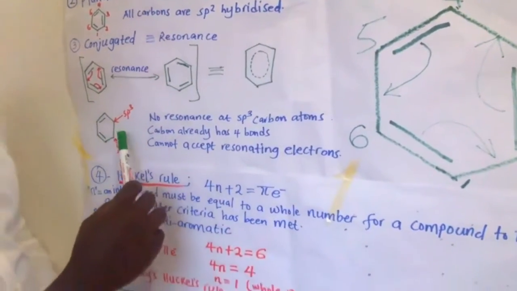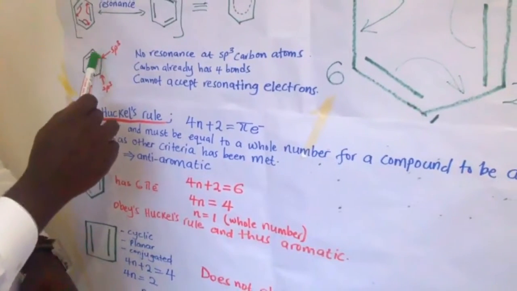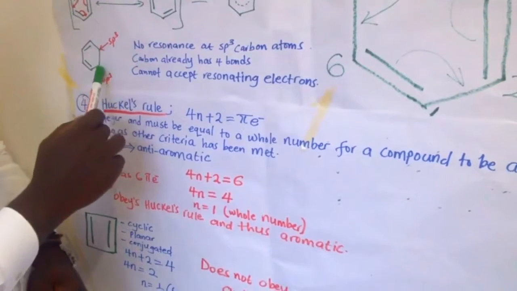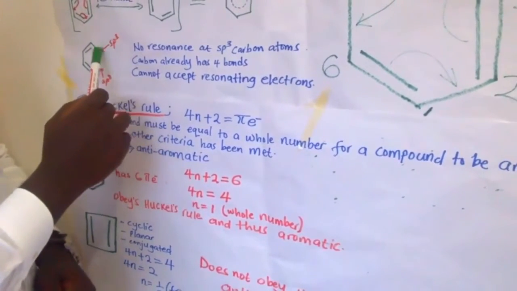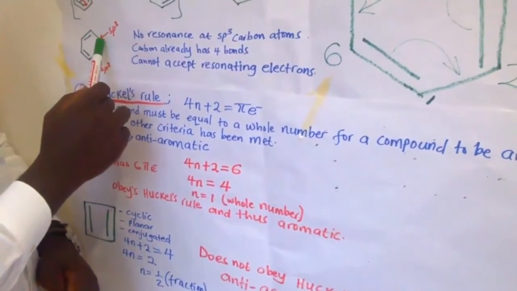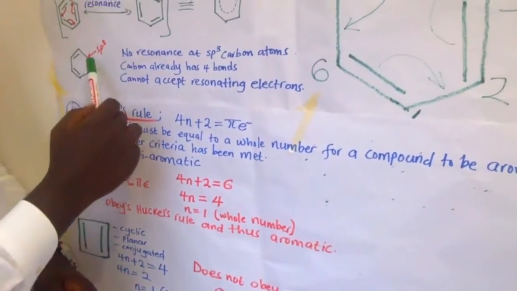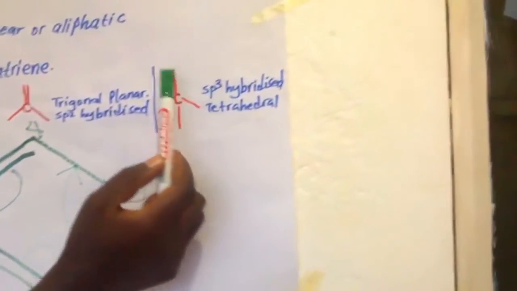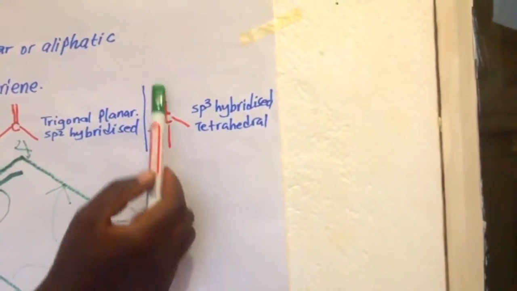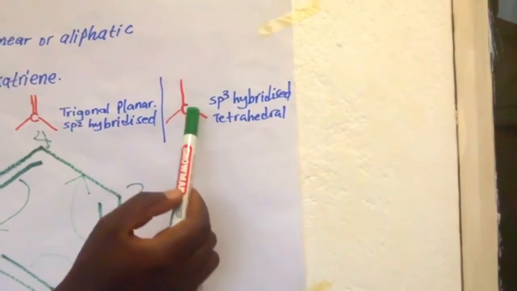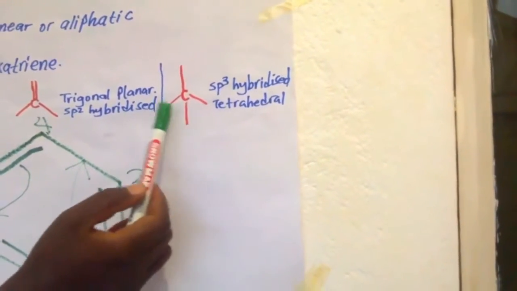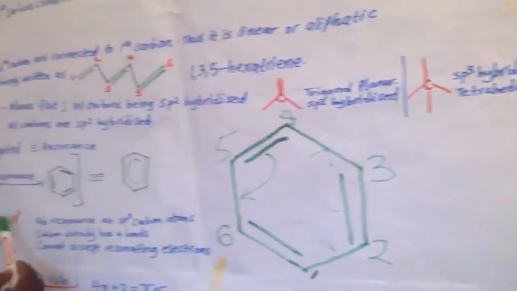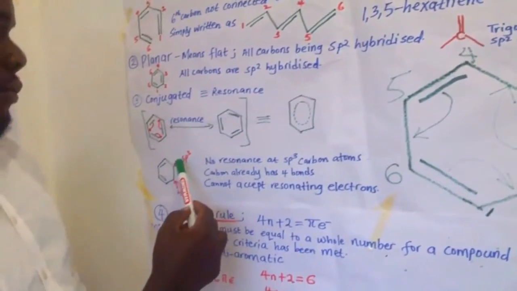Looking at this compound down here, these two carbons are sp3 hybridized. Therefore, no resonance can take place at these carbon atoms, because they already have 4 bonds. If it is sp3, it is surrounded by 4 bonds, already full. So no resonance can be accepted by this kind of arrangement of a carbon atom. That's why this compound cannot undergo resonance, or is not conjugated.